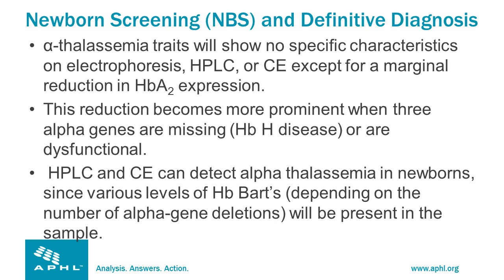In general, the alpha-thal trace will show no specific characteristics on electrophoresis, HPLC, or even capillary electrophoresis, except for a marginal reduction in hemoglobin A2 expression. This reduction is more prominent when you have hemoglobin H disease or when the genes are dysfunctional for the alpha-globin genes. HPLC and capillary electrophoresis can detect alpha-thal in newborns because of the different levels of hemoglobin Bart's and the presence of hemoglobin H. Next slide, please.